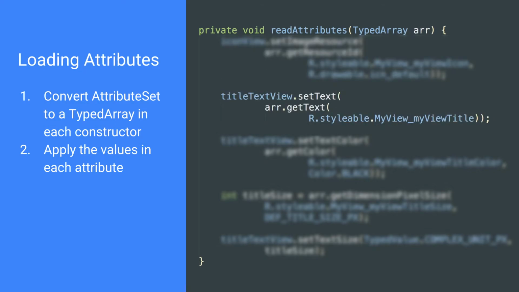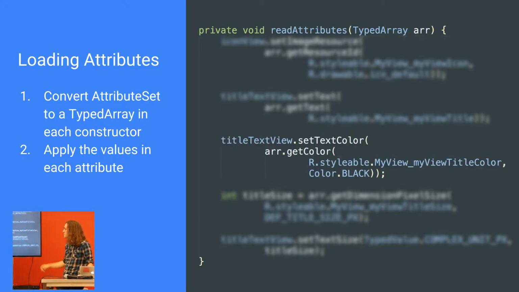For text, you're just going to call setText with array.getText, and then you pass in your attribute again. That's just going to give you a CharSequence out, and you can drop it wherever you want. For colors, you're going to do array.getColor. You pass it your attribute name, and then you pass it the default color again. Then you can just set this as a color. This returns it just as a normal integer like any other color would be.